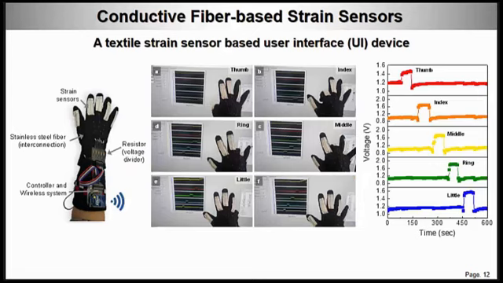Another application is the user interface device. The strain sensors were embedded on each finger of the glove, and basically it works based on a voltage divider circuit. When the finger is bent, the sensor resistance decreases and the output voltage increases. As shown in this graph, it operates well without any crosstalk between the fingers.